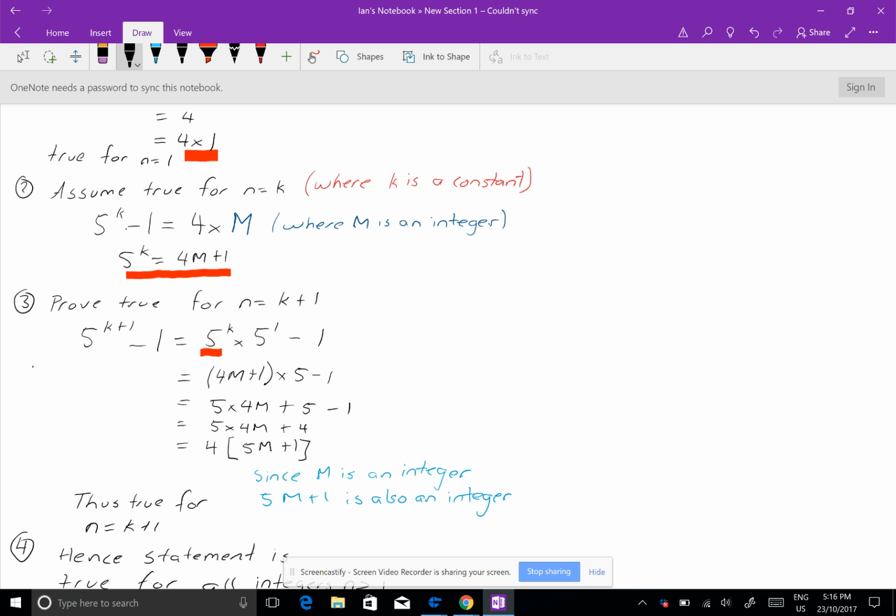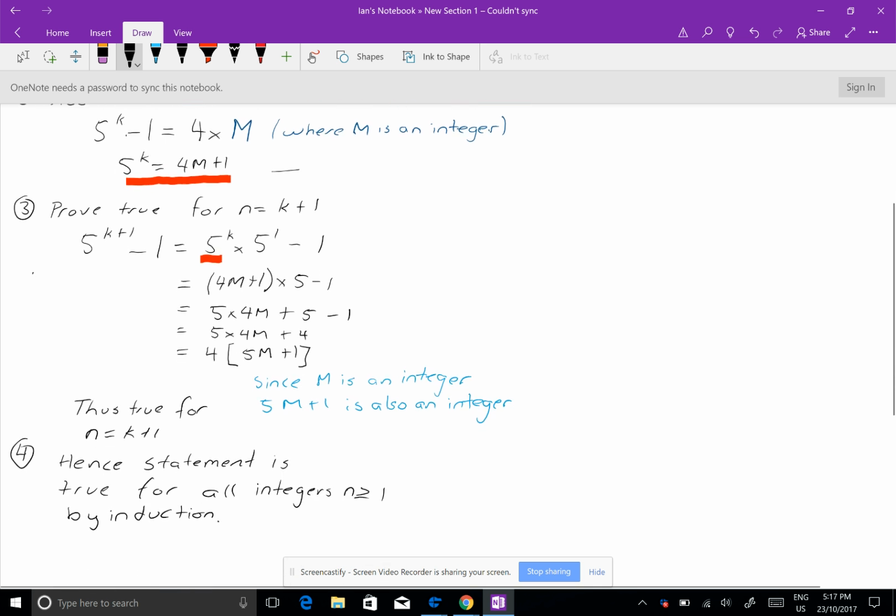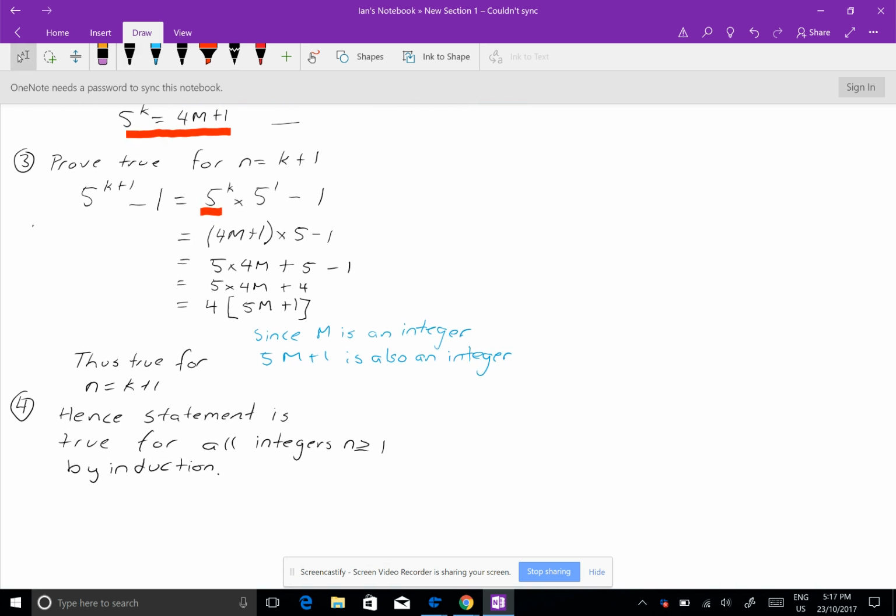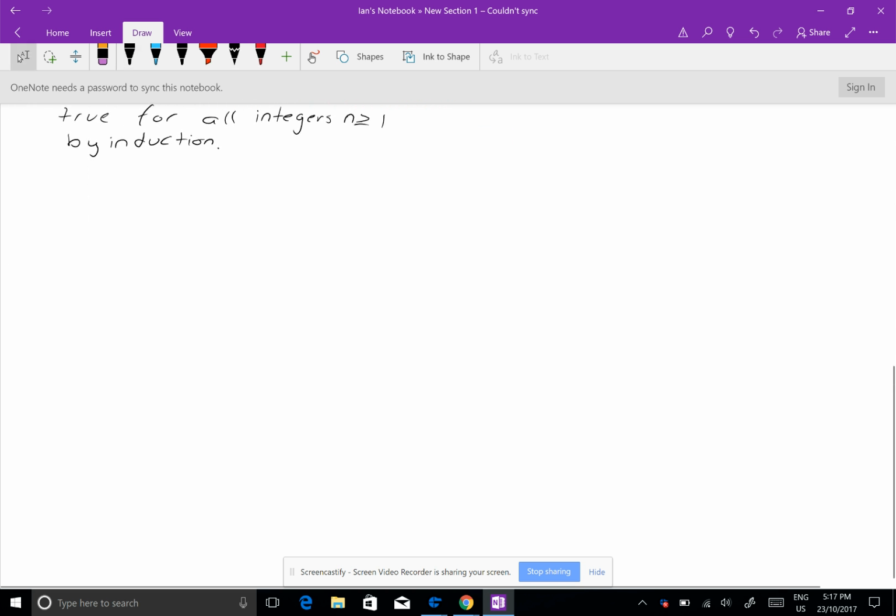Rewrite it so that your 5 to the k equals something, because you're going to substitute that back in. Then to prove it true for n equals k plus 1, you just take the statement and rewrite it, and then factor out whatever it is you're trying to prove it's divisible by, in this case 4. And because m is an integer, you'll get 4 times some integer. So here we go. I'm going to do example number 2 now.